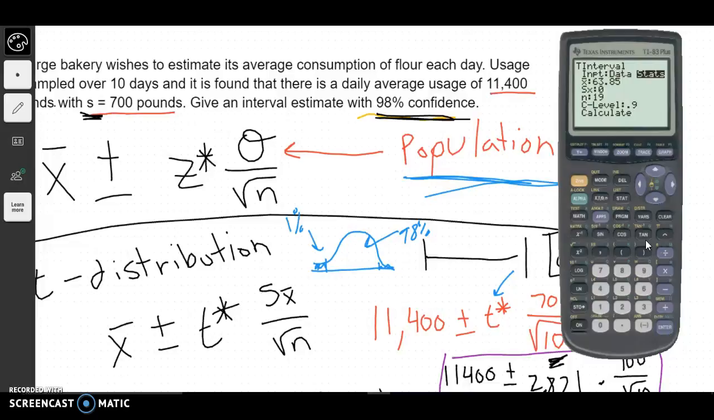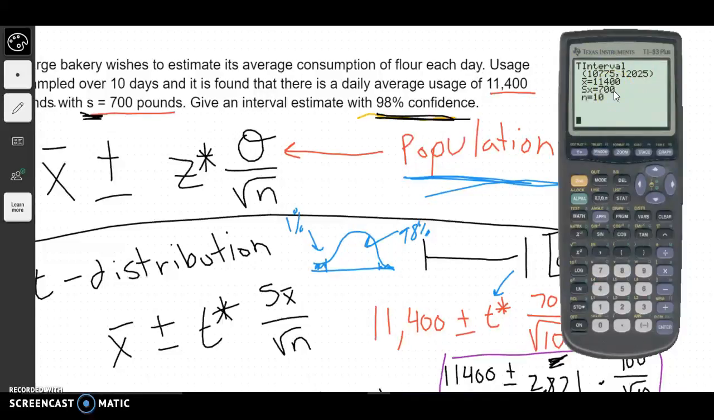So for this one, we had 11,400. We had S of X of 700. We did 10, and we wanted a 98% confidence, and then we would just hit calculate. And there we go. That would be my answer. And then it's done for me.